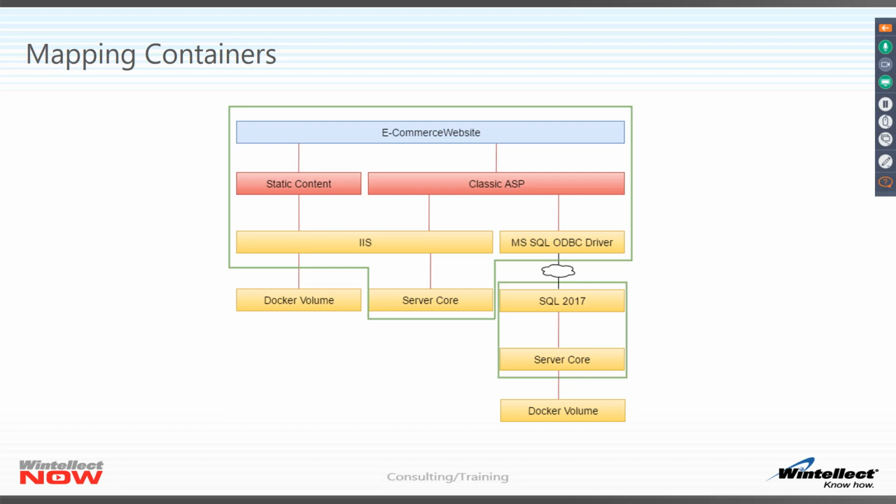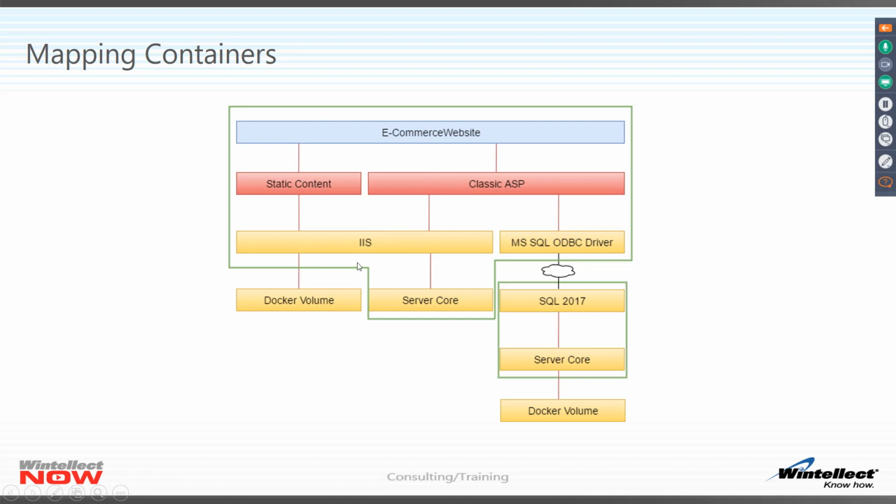So with that in mind, going back to my case study here, this is what I think might work for my application. I'm thinking I'm going to have two containers to run this environment. I have this SQL Server database down here, running SQL 2017 inside of a container on Server Core. Then I have another container over here running Server Core, and I'm running IIS, and I install classic ASP on that, my MS SQL ODBC driver, and then I put my static content.